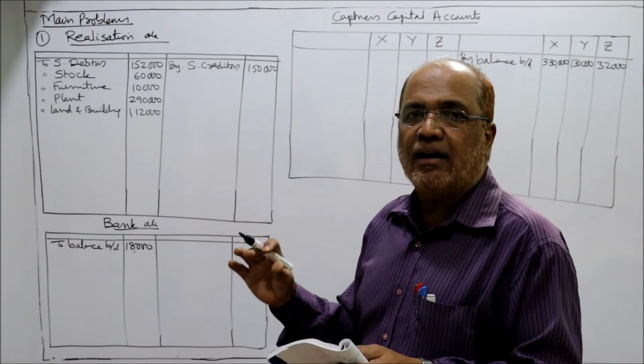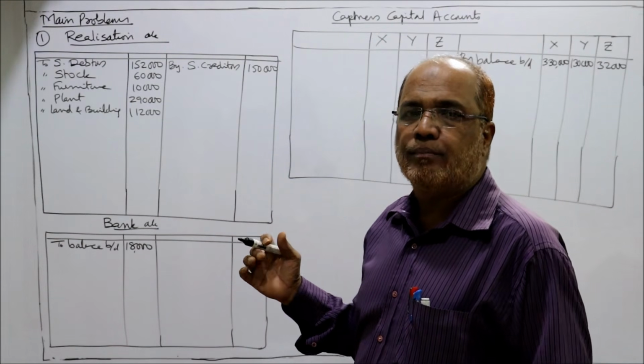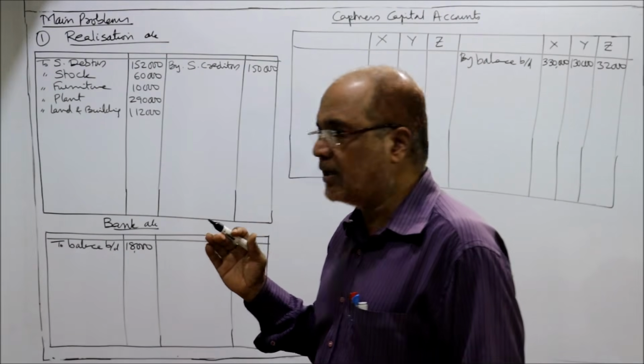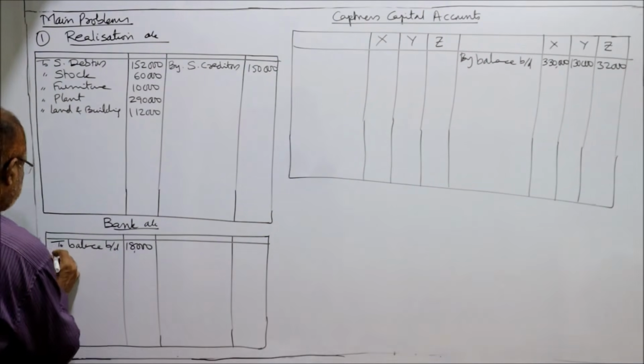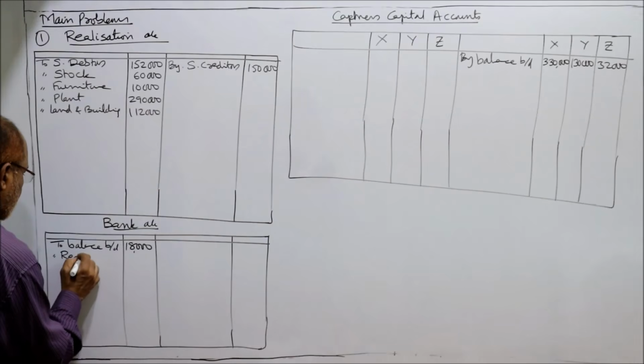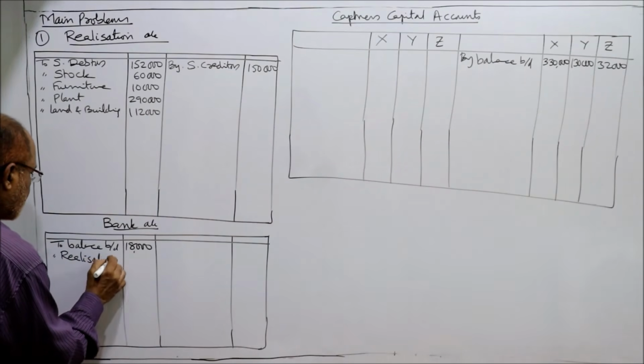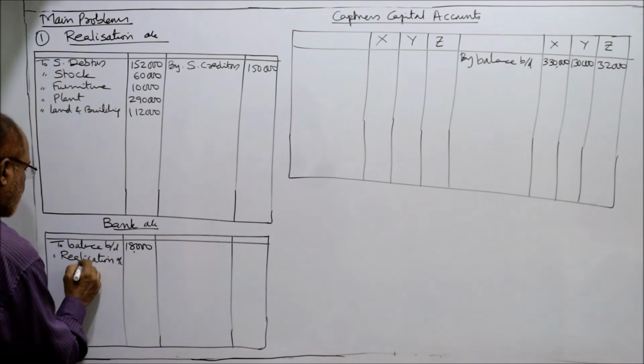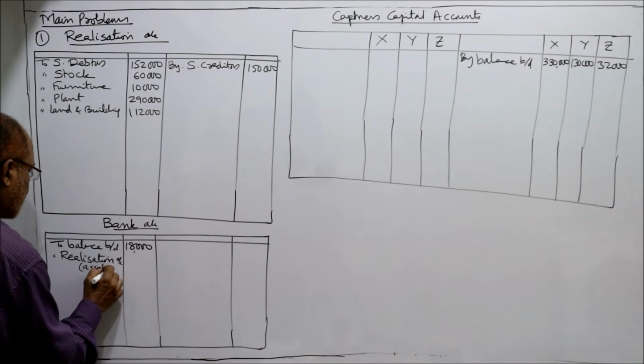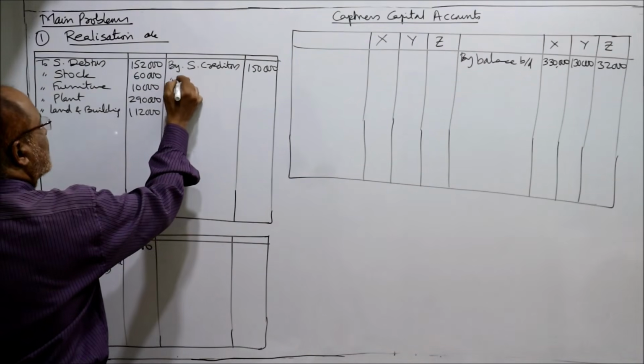So entry will be bank account debtor to realization. Bank account debtor to realization. So bank को debit करेंगे और रियलाइजेशन को क्रेडिट करेंगे बाय बैंक.